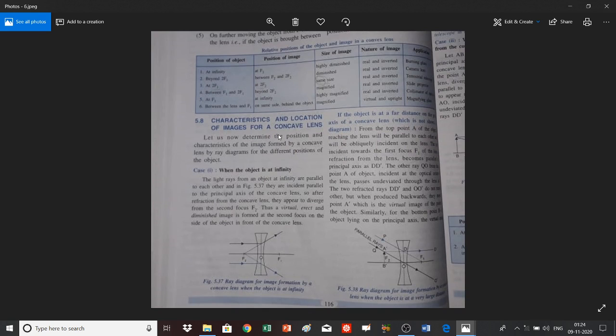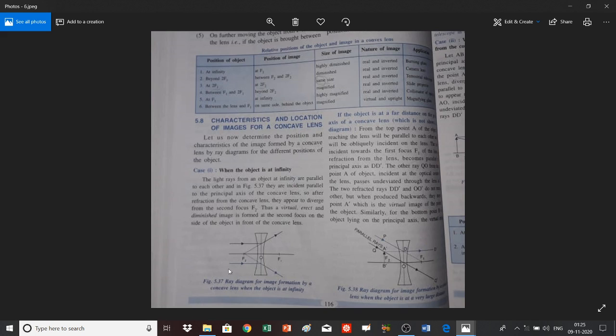So now, characteristics and location of images for a concave lens. Now come to number one, when the object is at infinity. So here is a concave lens, and if you consider that the object is at infinity, then all rays will be parallel to the principal axis. And you know that this is the second principal focal point and this is the first principal focal point. So these are parallel rays, and this ray will pass through the optical center and go in this direction. Okay, no problem with this.